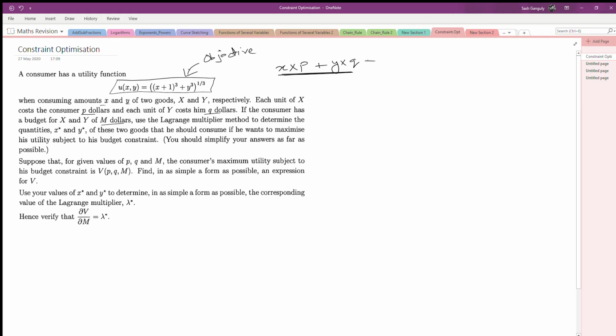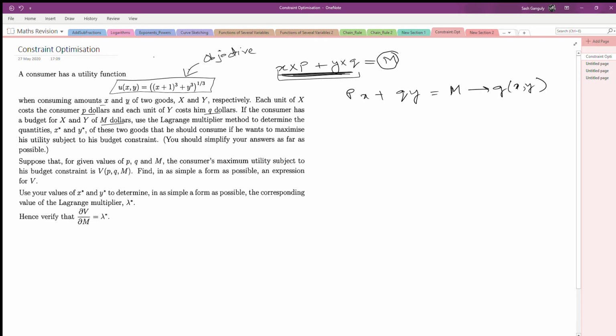However, I'm given that there is a budget constraint, so my maximum budget would be capital M. At an optimal condition, if I want to ensure that all of M is used up in spending towards X and Y, then my total spending would be exactly equal to M. That would be the optimal condition. I shouldn't be left with any money, right? So Px plus Qy equal to M is my g of x comma y.